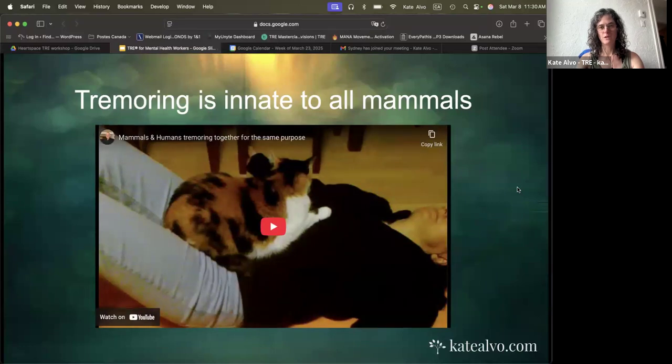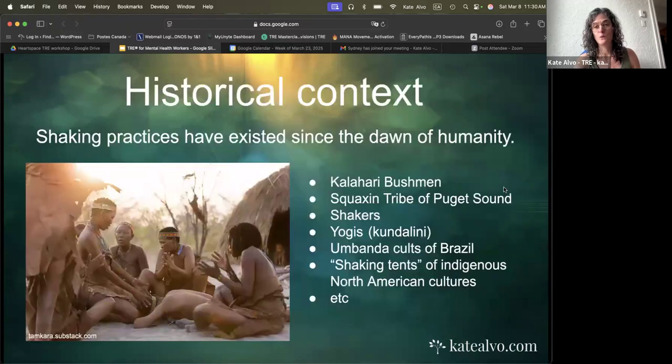I love that video because it's showing the animals releasing, it's showing humans releasing. And I love these videos with the cat on the person, or the one with the father with his baby. It's really beautiful. For those of you who have families, just know that you can practice TRE with your family, and it's actually a really great way to harmonize the energy between the different family members.